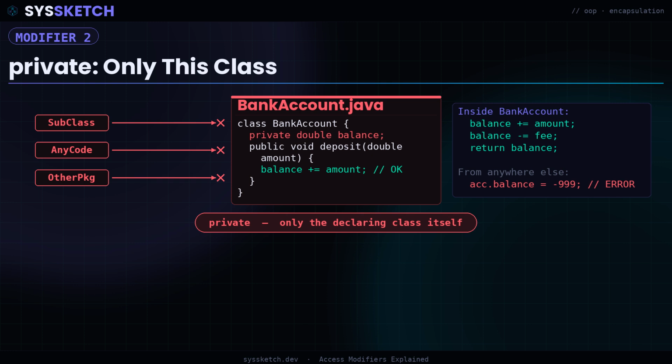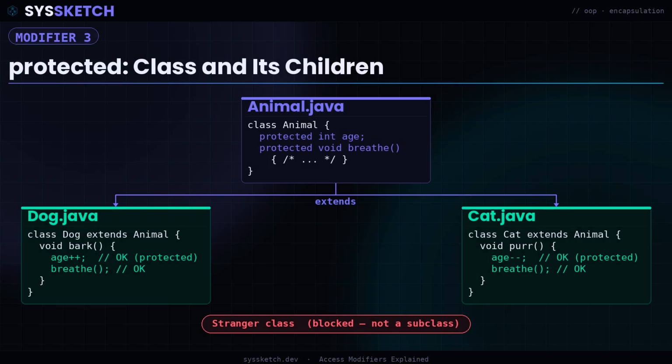Private is the strongest lock. A private field or method can only be accessed from inside the class that declares it, not from a subclass, not from another class in the same package, only from within the declaring class itself. This is exactly right for implementation details. The balance field on BankAccount should be private. Nobody outside the class should be able to set it directly. The class itself manages it through controlled deposit and withdraw methods. Private fields are the reason you can refactor the internals of a class without breaking everything that uses it.